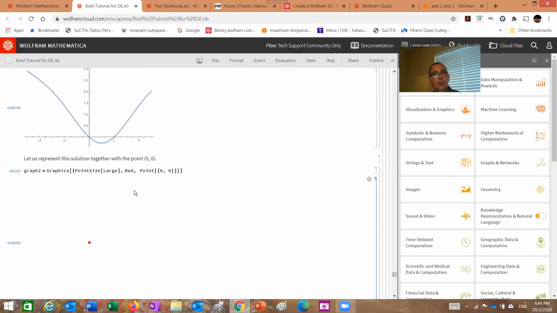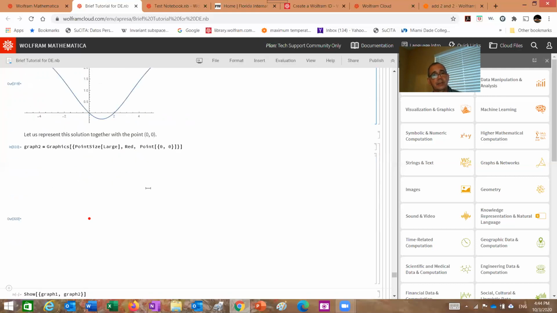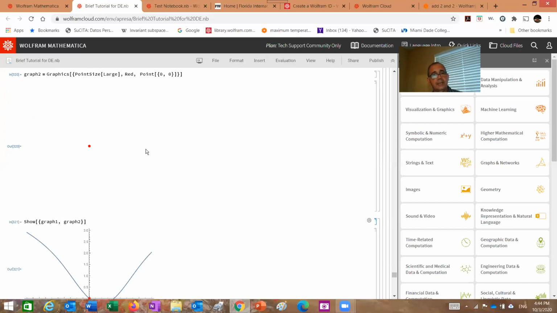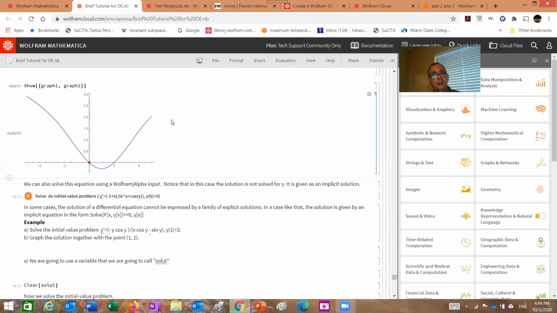Now, I can graph both graphs together. If you want to graph graph 1 and graph 2 together, you can use a command called Show. Show graph 1 and graph 2 together. Then you press Shift Enter and you get this graph here. And this is the solution passing through 0, 0.